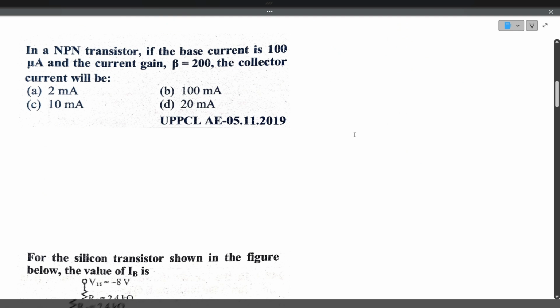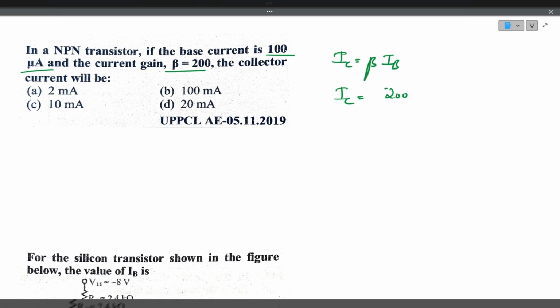Next question. In an NPN transistor, if the base current is 100 microamperes and current gain beta is equal to 200, the collector current is, it's really very simple. The collector current IC is equal to beta IB. So IC is equal to beta value 200 times IB base current 100 microamperes. So you'll get collector current IC as 20 milliamps. So answer is option D.